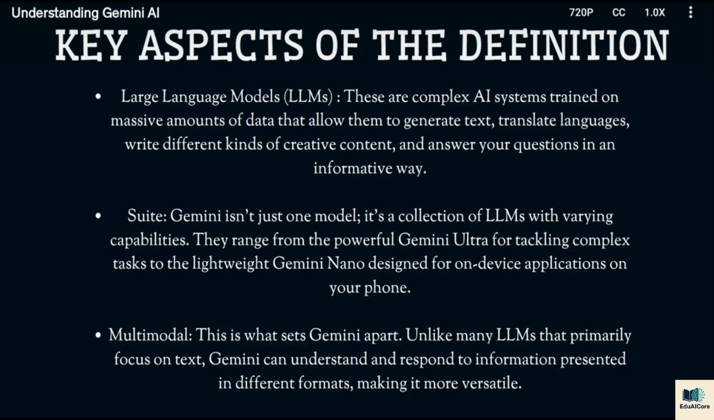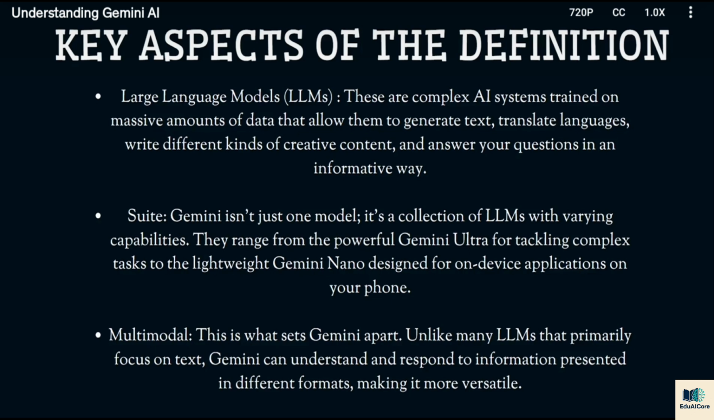So we will look at a few of the key aspects of the definition I have just shown you. The first is the large language model. As I was saying, Gemini works on large language models, or LLMs. What are these? They are complex AI systems trained on massive amounts of data that allow them to generate text, translate languages, write different kinds of creative content, and answer your questions in an informative way.